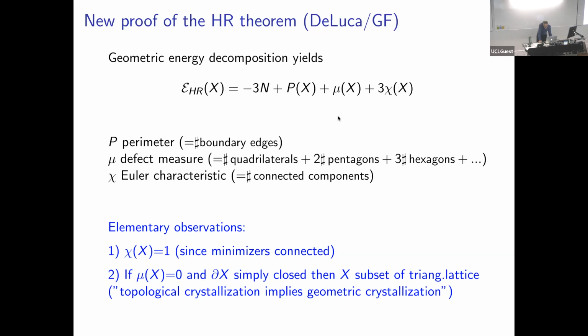and then you only have 2 guys to play with: the perimeter versus defect measure. And they're somehow in competition. I will explain how.